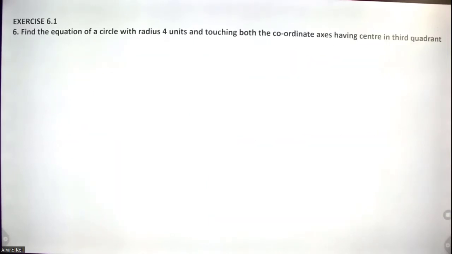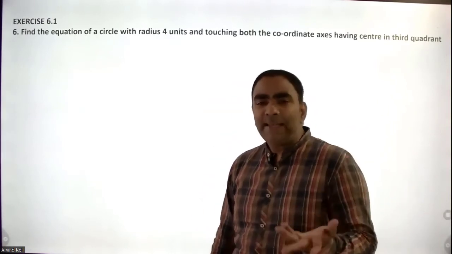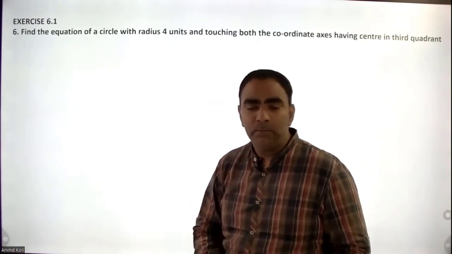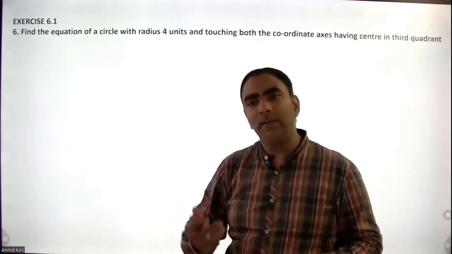Let us have a look at our next sum. Find the equation of a circle with radius 4 units and touching both the coordinate axes, having center in the third quadrant. Students, 6.1 sum number 6 says, find the equation of a circle with radius 4 touching both the coordinate axes, having center in the third quadrant. We have learned this too. If it touches only the x axis, we know what happens to the radius; if it touches the y axis, we know what happens. When it touches both, the same thing happens.